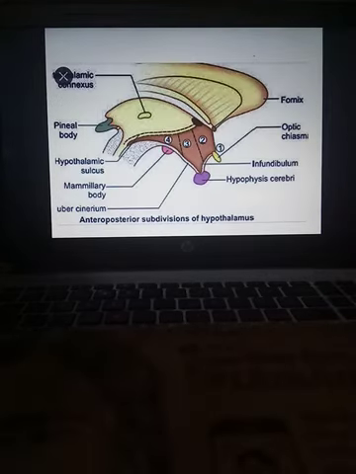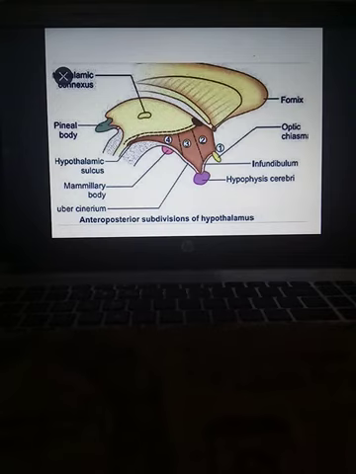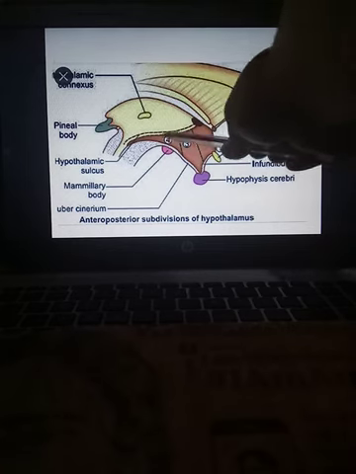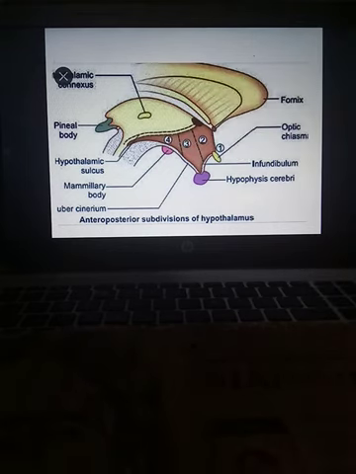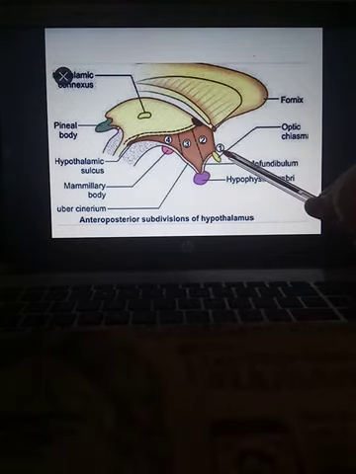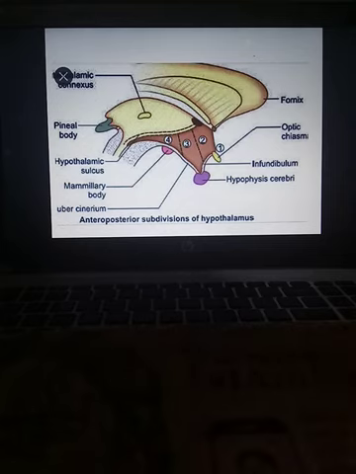If we see in this picture, your hypothalamus is also subdivided anteroposteriorly, from front to back. It is divided into four regions. You have the preoptic region. Preoptic: this is the optic chiasma, and what is in front of it is pre. This area one is your preoptic region.